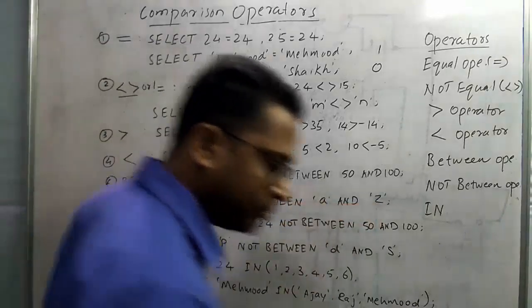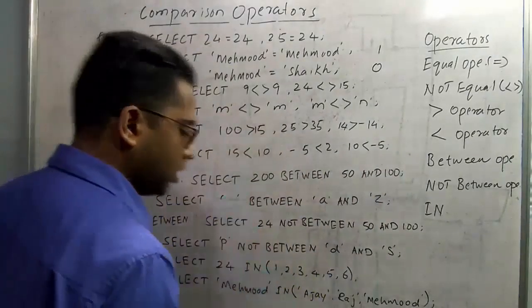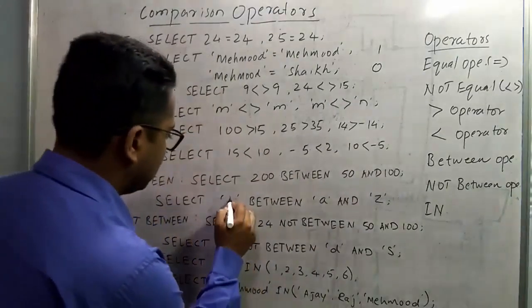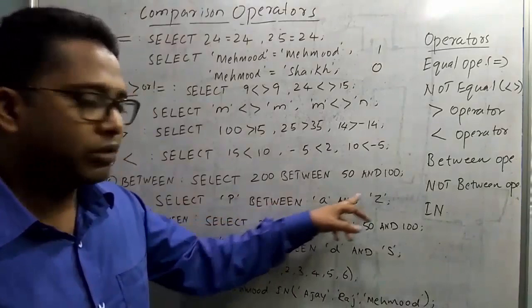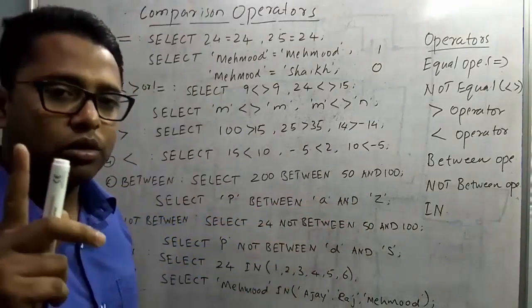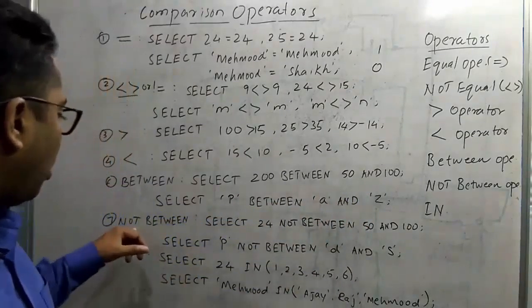Okay, if I change it to, let's say, 'p'. Since P comes under A to Z, that's why it will return a value of 1, which is true.